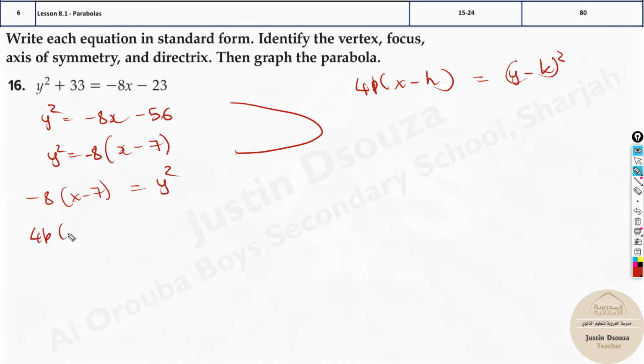It is 4p into x minus h is equal to y minus k the whole square. Now from here, what is h equal to? h is equal to 7. What is k equal to? 0. Now here you can just equate this and solve, or you can directly, let me write it, minus 8 is equal to 4p. So divide both the sides by 4, you will get minus 2 as p. So p is equal to minus 2.